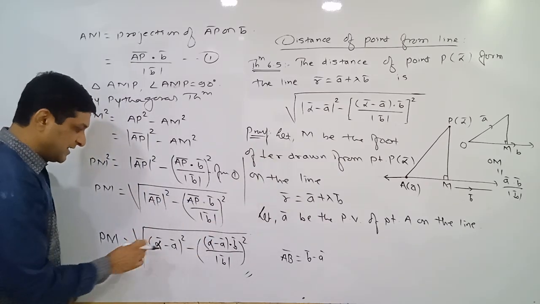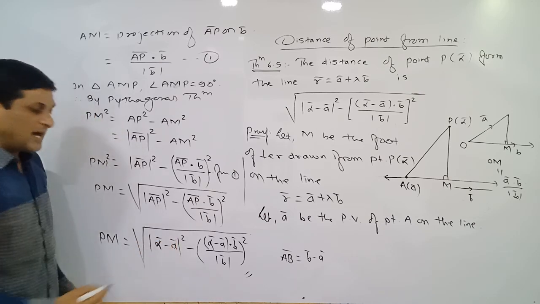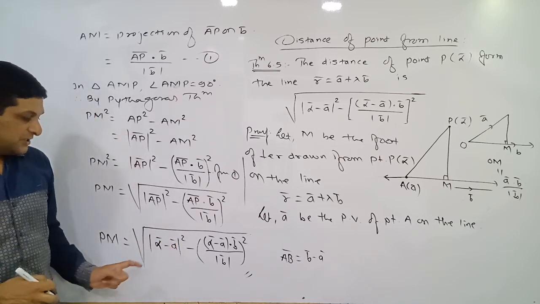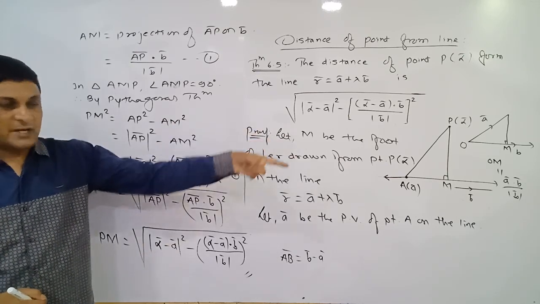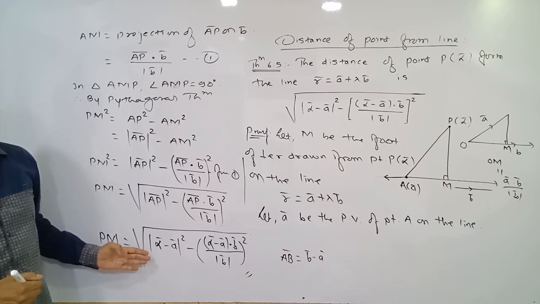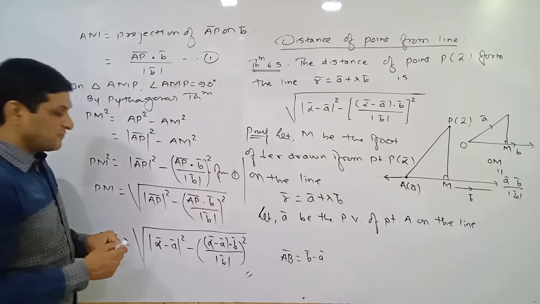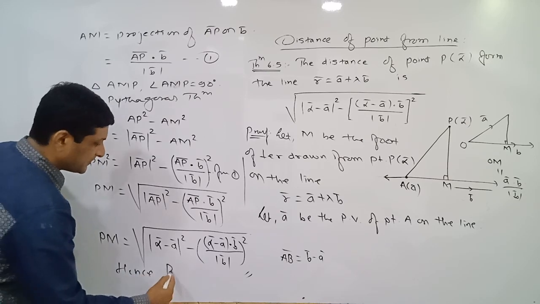Sorry, here it is magnitude, so don't change the sign. It is the square of magnitude of alpha bar minus A bar. In this way we have got the value of PM, and PM is nothing but the distance of the point from the line. So applying this formula we are able to find the distance of a point from the line. Hence we have proved this theorem.